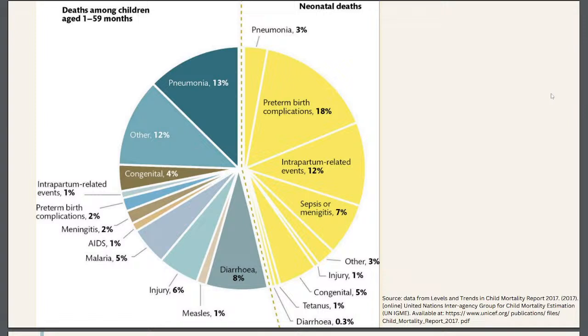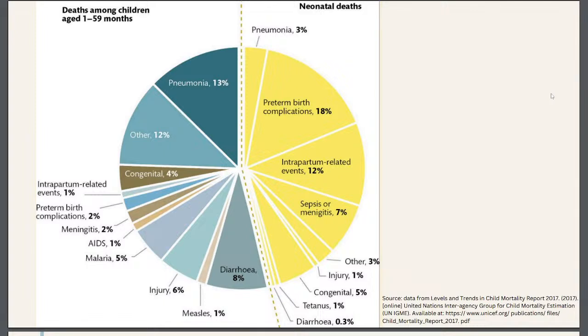So when we look at the neonatal deaths, the major chunk is caused by preterm complications, intrapartum related events, sepsis, other injuries, congenital conditions, tetanus, or even diarrhea in the neonatal period, that is up to 28 days. Although diarrhea is not a very common cause of death in the neonatal period, because the child is supposed to be breastfed, and a child that is breastfed is less likely to suffer from any kind of infection. And when you talk about the overall deaths, again it is pneumonia, congenital conditions, malaria, injuries, measles, diarrhea, intrapartum related events, AIDS, meningitis.